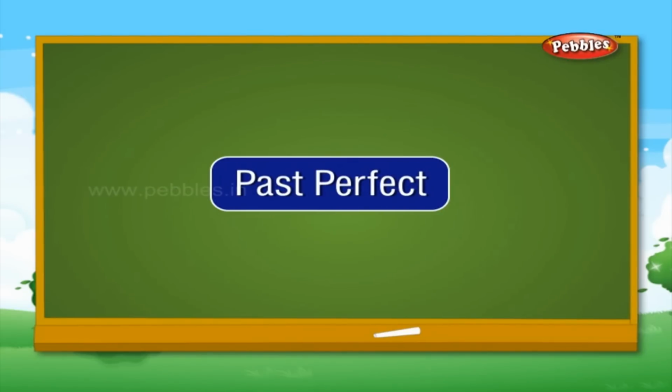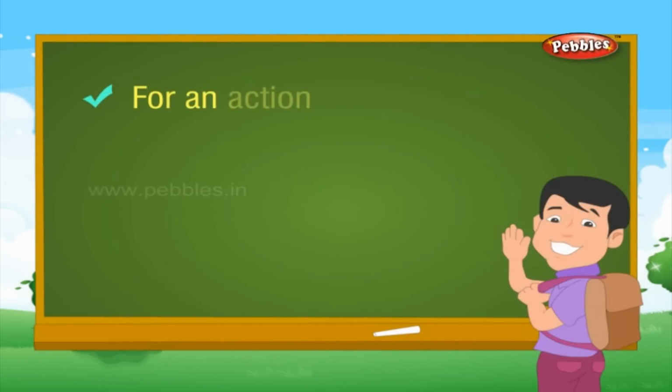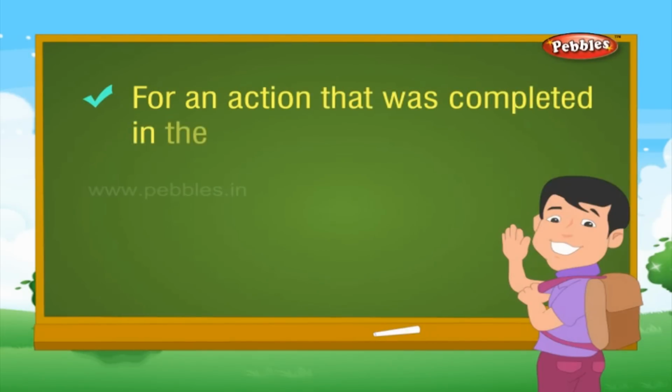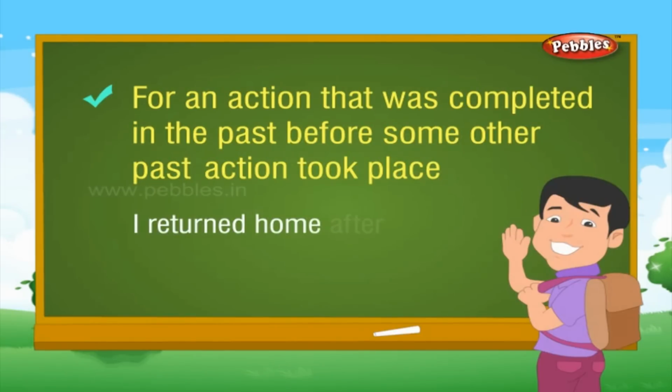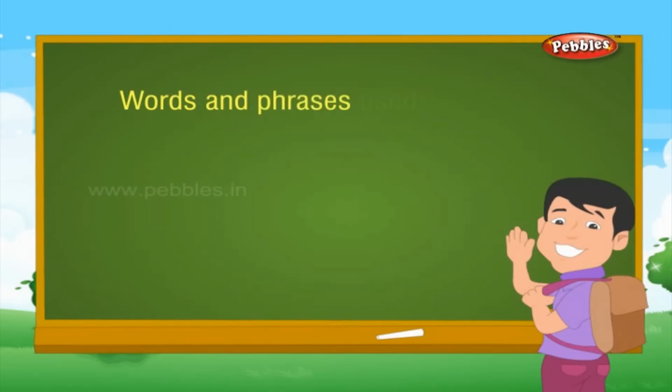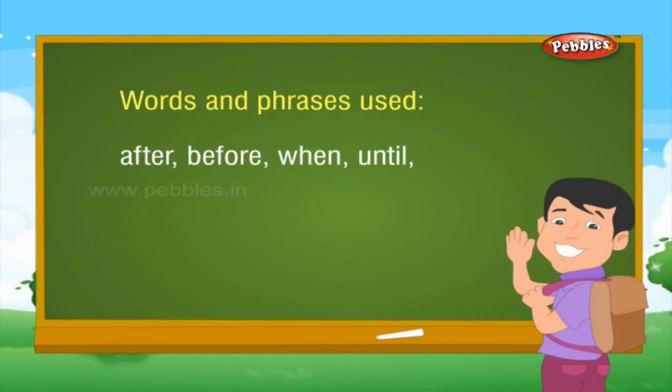Past perfect: for an action that was completed in the past before some other past action took place. I returned home after I had left the college. Words and phrases used: after, before, when, until, as soon as, already.